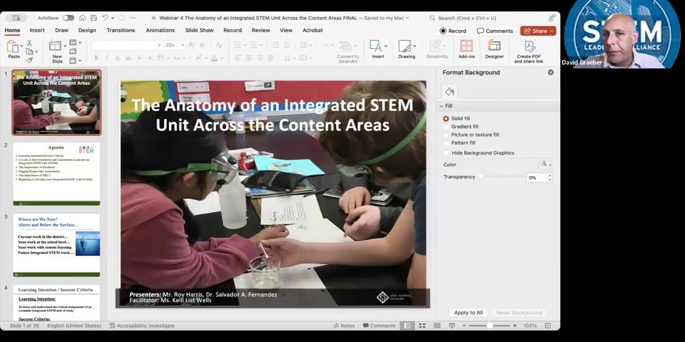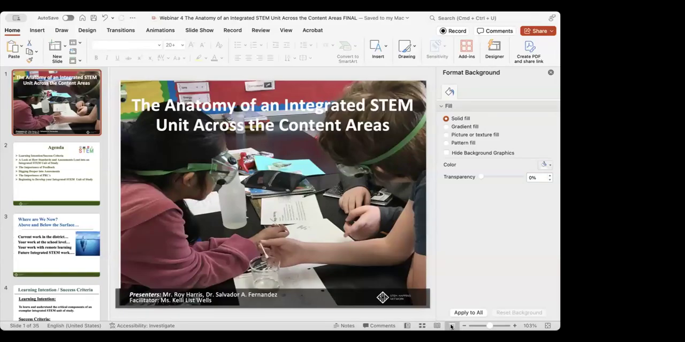Good evening, good morning, good afternoon, wherever you might be. Looking forward to being with you for the next hour or so. We're going to, as Kelly said, discuss the anatomy of an integrated STEM unit across the content areas today. So I'm going to share my screen. Everybody see that okay? Yes? Yes, we can see it.